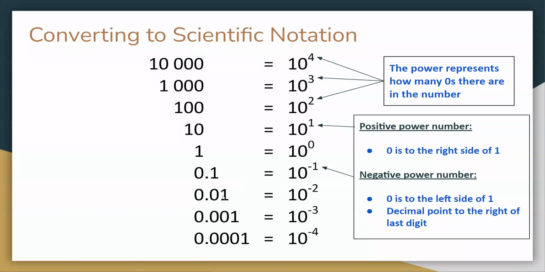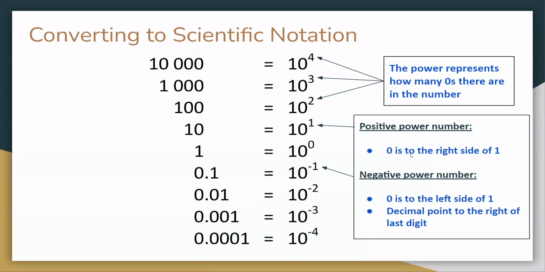If you have two zeros to the left, it will be 10 to the power negative 2. If you have three zeros to the left, then it will be 10 to the power negative 3. And if you have four zeros to the left, it will be 10 to the power negative 4. Notice that there's always a decimal point to the right side of the very last digit. So it's 0.1, 0.01, and 0.001. It's always 0 point something.